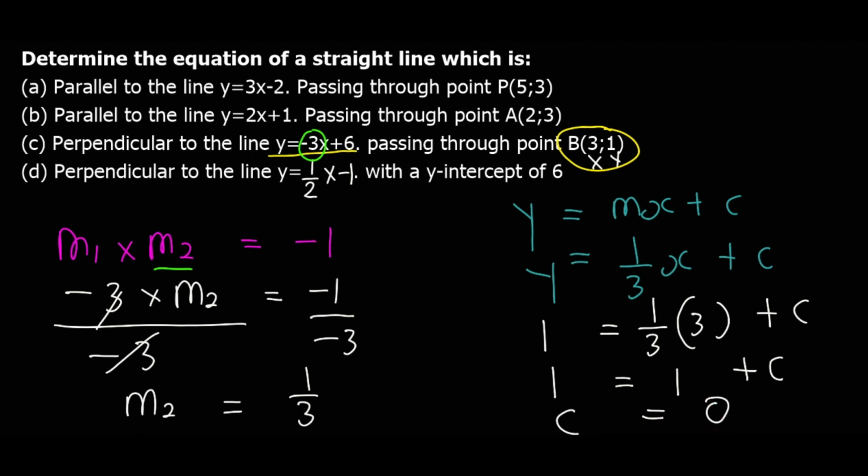So your equation will be in this form: y is equal to 1 over 3x, because this is just 0, so there is no need to argue. So if the constant is 0, the line passes through the origin, so it is possible. Don't think that it's not possible, it is possible.